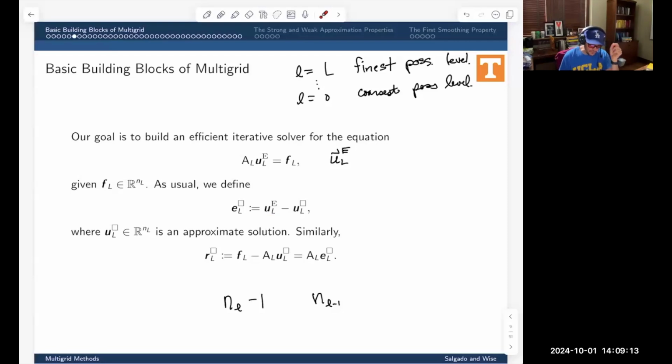Similarly, we define the residual always as R_L = F_L - A_L U_L. And so that satisfies an error equation. So this is sometimes called the residual error equation. And it always satisfies the same thing: A_L E_L = R_L.